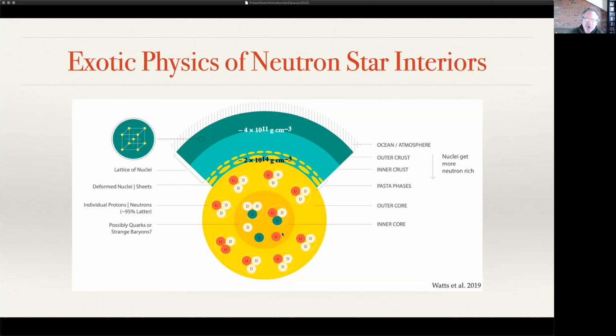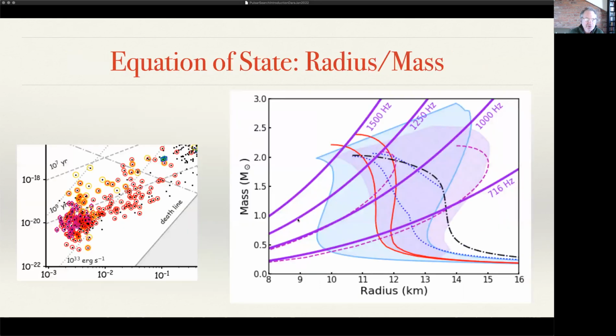And then in the inner core is where we really just don't know what's going on. We don't know if there's quarks just floating around in here, or strange baryons, or something we've just not even thought of. And so if we can get constraints on the radius and the mass of these neutron stars, then we can get their equation of state and their moment of inertia, and that can tell us a lot about what models fit.